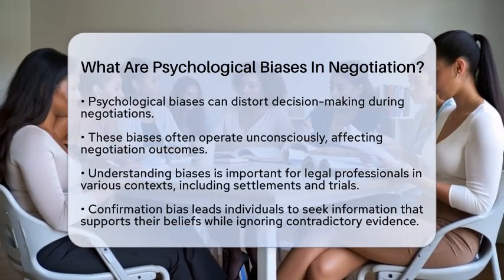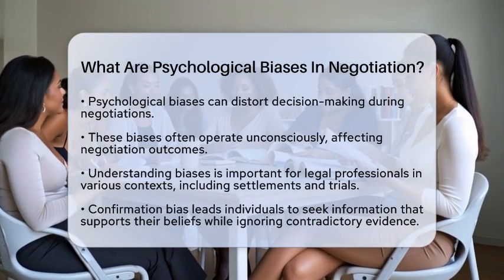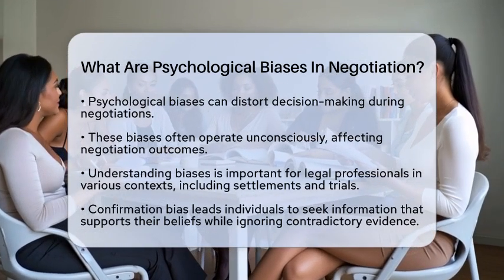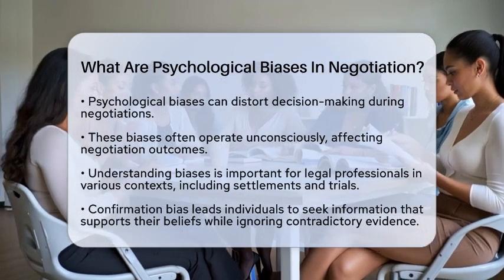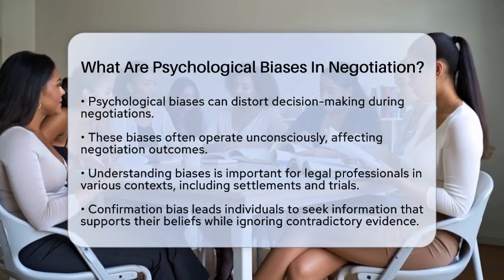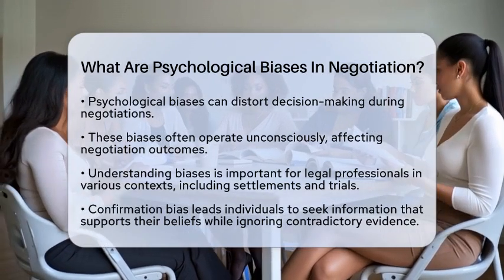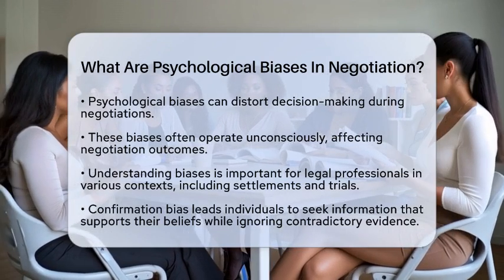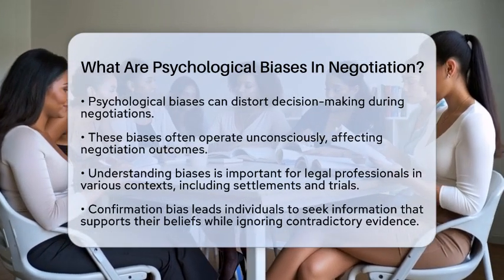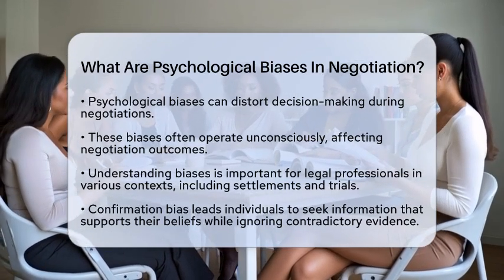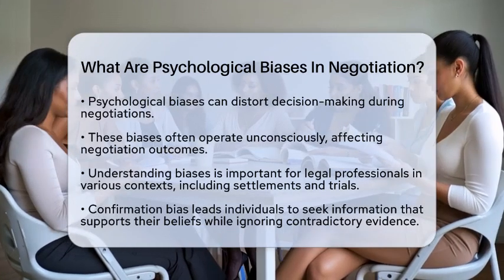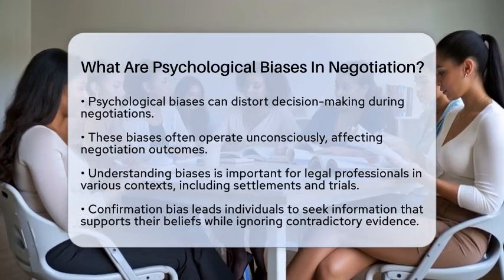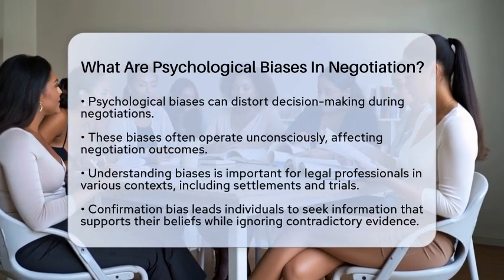Understanding these biases is essential for anyone pursuing a legal career, as they can influence everything from settlement discussions to trial strategies. Let's break down some common psychological biases that can come into play during negotiations. First, we have confirmation bias. This is when individuals seek out information that supports their existing beliefs while ignoring contradictory evidence. In negotiations, this can lead parties to overlook important facts that could help them reach an agreement.